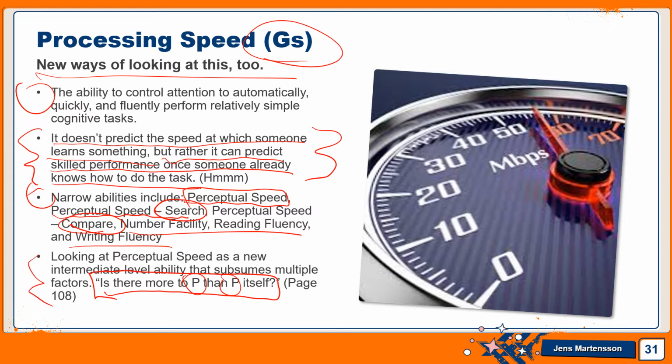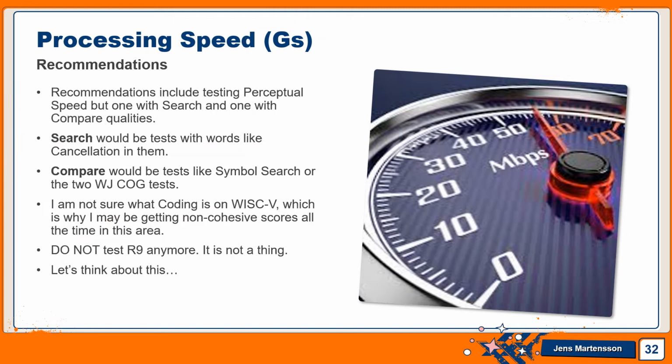But anyway, they're kind of looking at that right now, but really nothing's changed as far as you guys are concerned, except for maybe what you test. So the recommendation is to test perceptual speed search and perceptual speed compare. So perceptual speed search are tests that have like the word cancellation on them. Perceptual speed compare are ones that are like symbol search, or the WJ-Cog ones like letter pattern matching, where you're actually matching, you're looking at one thing and then trying to match it over on the right.